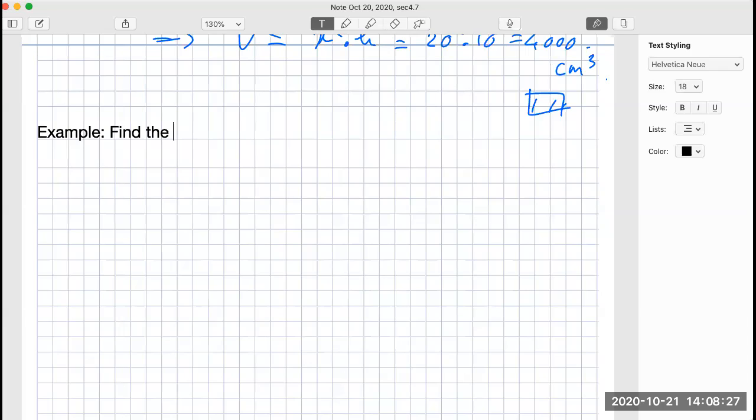Find the point on the parabola y squared is equal to 2x that is closest to the point (1, 4).